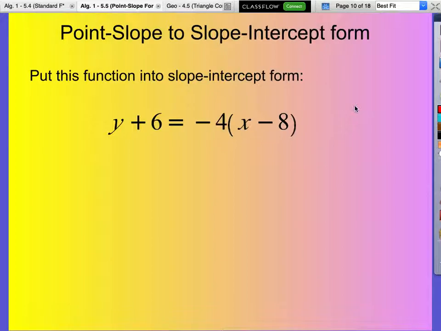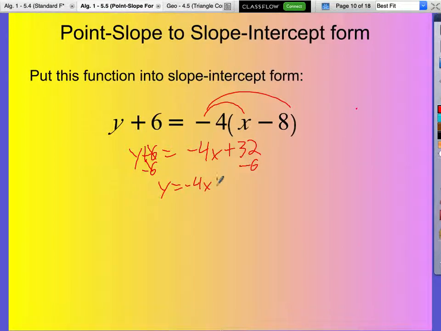Okay, so we're going to speed through this. What's our first step, class? Distribute. So we have y plus 6 is equal to -4x plus 32. Then what do we need to do? Y is equal to -4x plus 26.